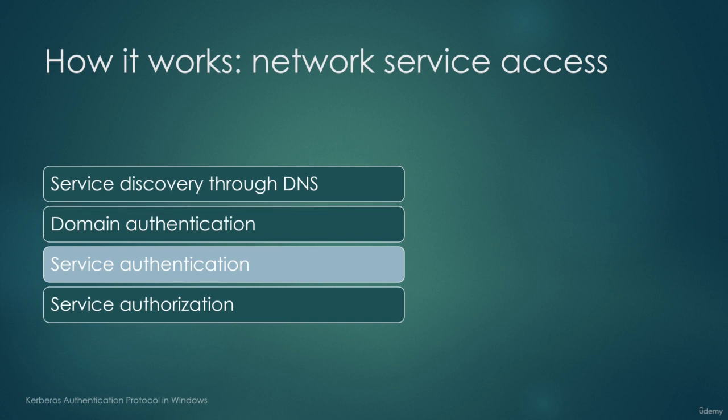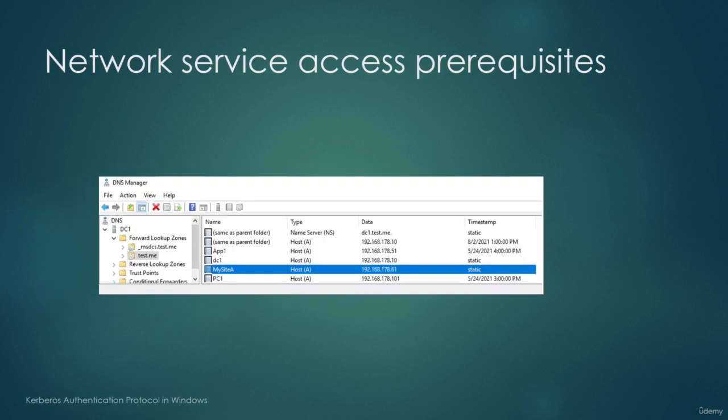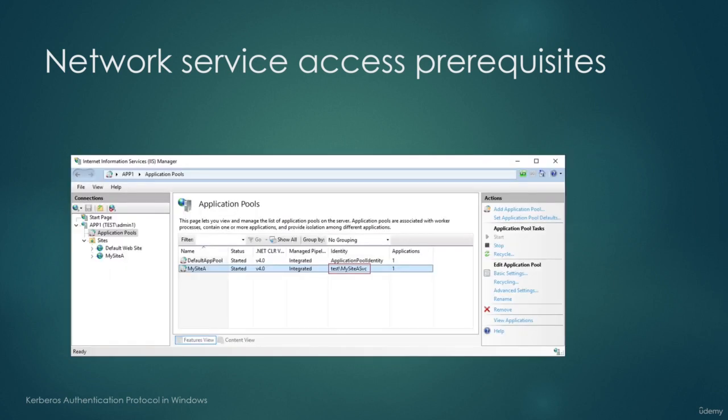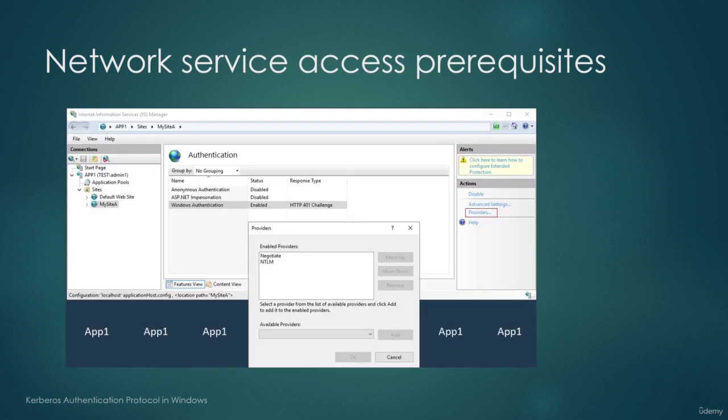Let's have a look at how a user accesses a network service, such as a website, in the local domain. For the website to be Kerberos enabled, it requires a DNS-A record, an SPN, in this case http/mysite.a, registered under the service account which runs the site. In this case, the service account is called mysite.a svc. And Windows authentication enabled with Negotiate or Kerberos only provider.